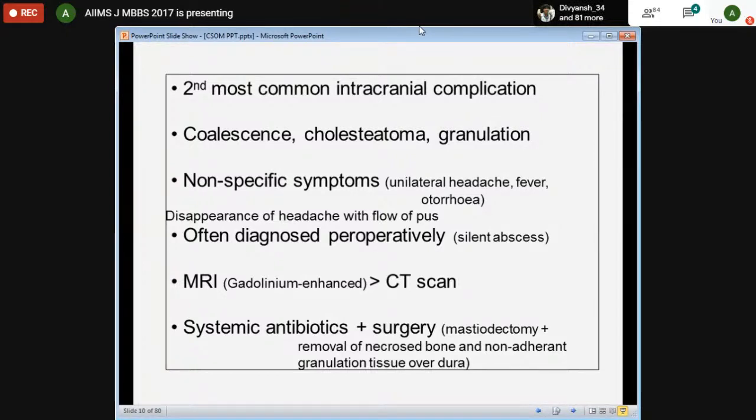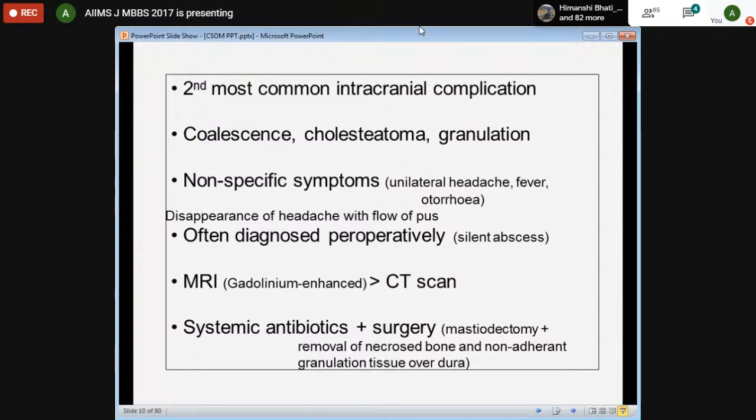because there is a tension over the brain matter that leads to the headache. So usually these patients are not diagnosed until you are doing the surgery, and you can see there is a gap in the bone, in the roof, through which this pus is going. So it is also known as silent abscess. So we often diagnose this condition during the surgery, and we can do investigations like MRI and CT scan. MRI is more sensitive to detect extradural abscess, especially gadolinium enhanced, and CT scan is technetium 99.